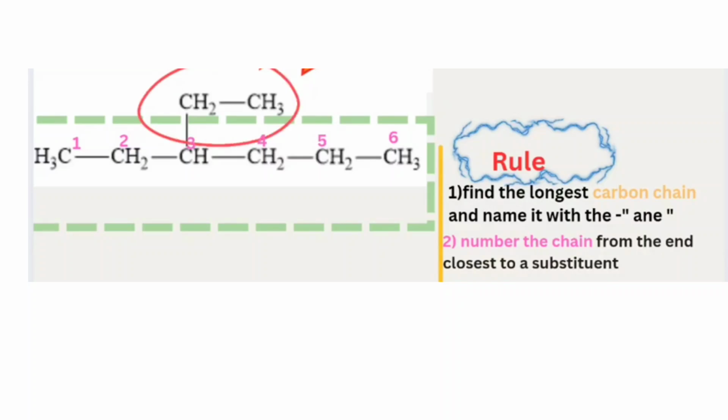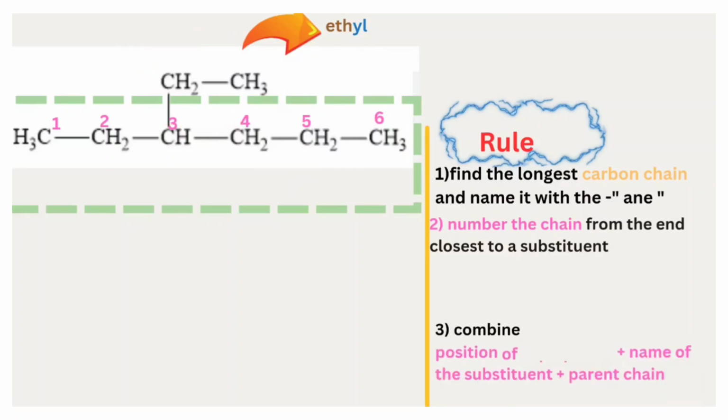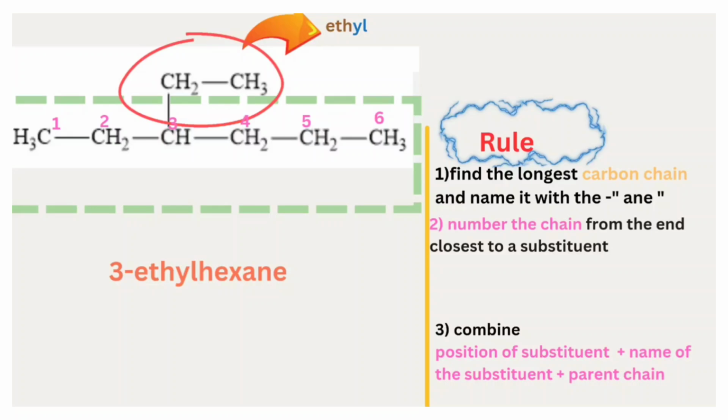So when we count from left to right, the position of the substituent is 3rd position. When we count from right to left, the position of the substituent is 4th position. So which one is shortest? 3rd position is shortest. The name of this substituent is ethyl. Then finally, combine the name of this hydrocarbon, that is 3-ethylhexane.